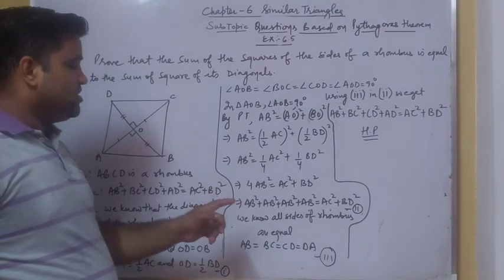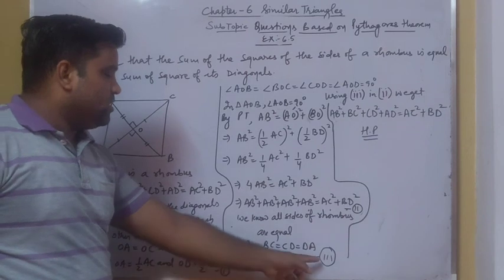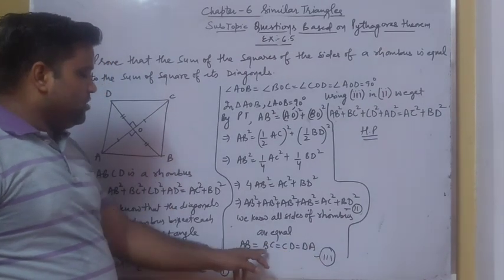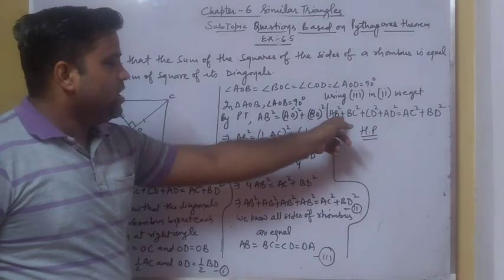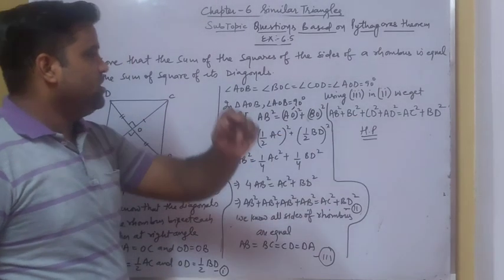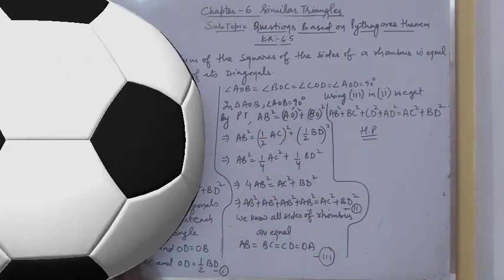As we know by the concept that all sides of a rhombus are equal, so here we get our equation number third. Here AB equal to BC equal to CD equal to DA. Using equation third and second, we get AB square plus BC square plus CD square plus AD square equal to AC square plus BD square. Hence proved, which is the required.